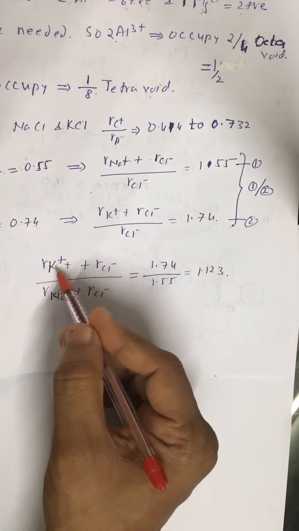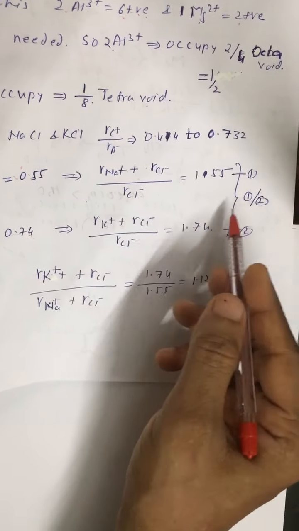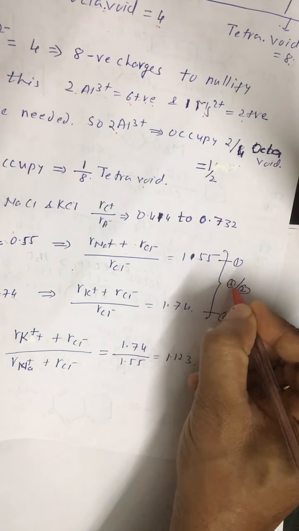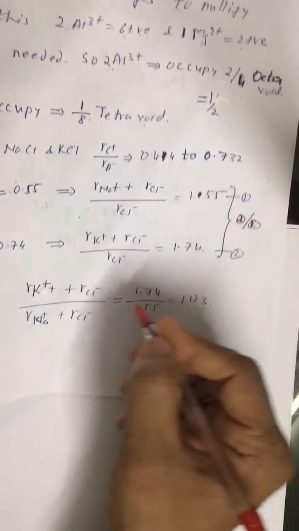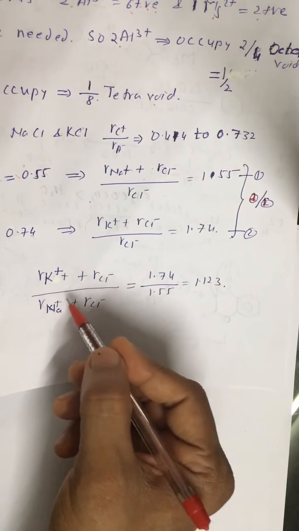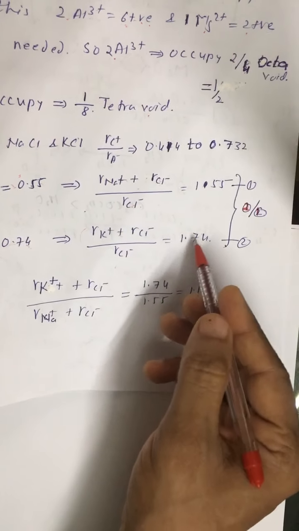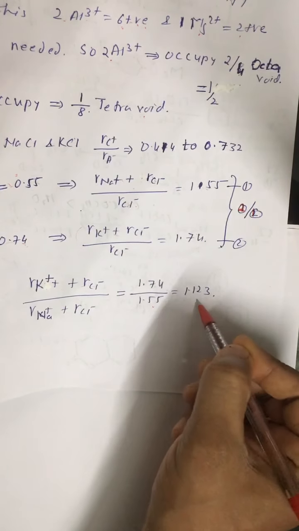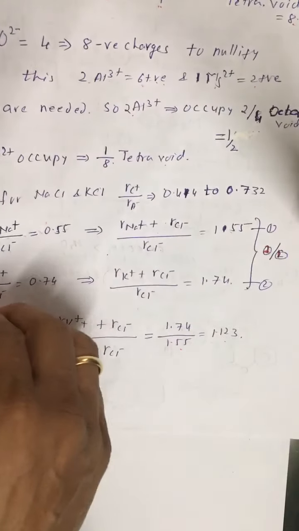Now we want to find out this value upon this value. If equation 2 is divided by equation 1, we get K positive plus Cl negative, this is cancelled. It is 1.74 upon 1.55, so we get 1.23. So this is question number 47.